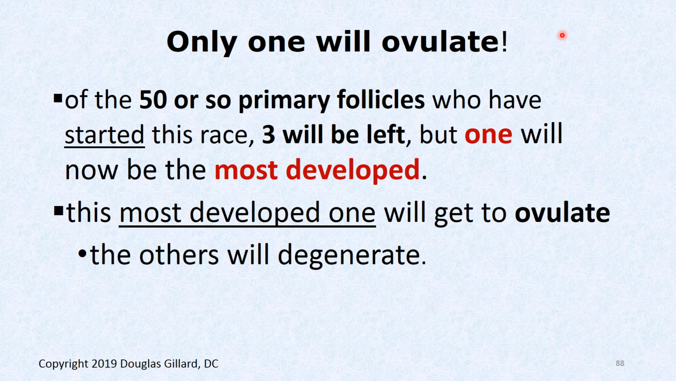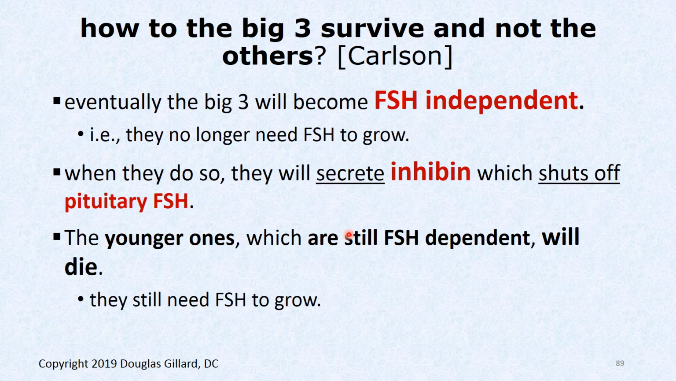All right, so only one will ovulate. So again, just to remind you, we have a foot race going on, or a growth race. We had 50 or so primordial follicles that were morphed into primary follicles to start the race. There's only going to be 3 left when you get to the end of the secondary follicle stage here. And those are the most developed. And of those 3, only one is going to be the most developed of all, and that one is going to win the race. So how do the big 3 survive and the others not?